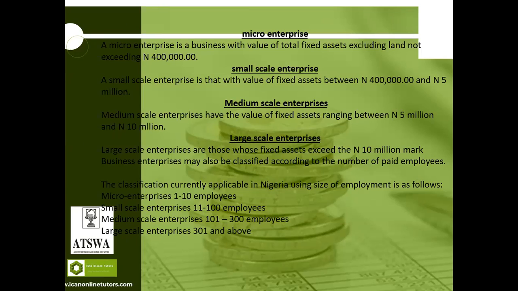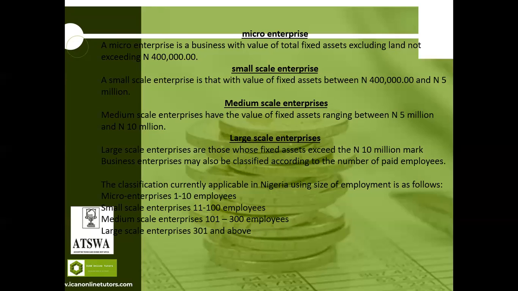But if you're not using the value of assets, you use how many people do you employ. Micro is 1 to 10 employees. The small is between 11 to 100. The medium is between 101 to 300. And the large one is 301 and above.